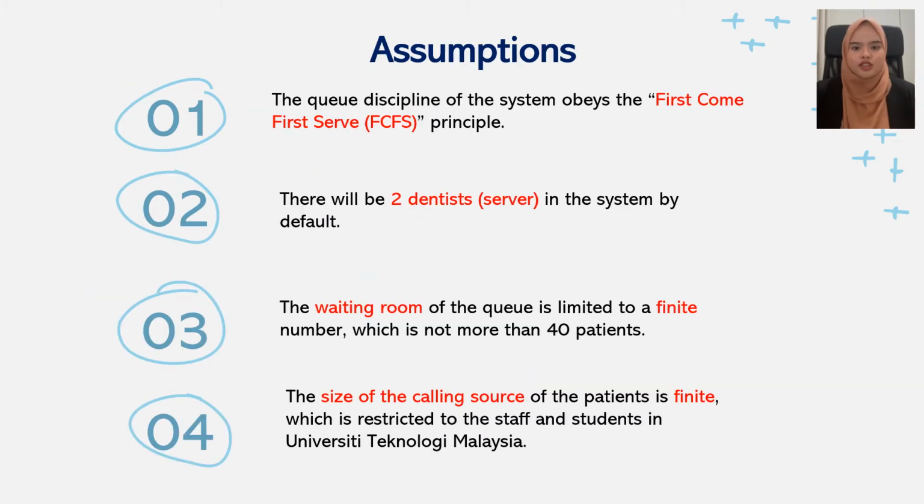Proceed to assumptions. There are 4 assumptions. First, we use the first come first served principle for queue display in this project. Second, there are 2 dentists as the servers in the system. Third, the waiting room of the queue is a limited finite number, which is not more than 40 patients. And lastly, the size of the calling source for patients is finite, restricted only to students and staff of University Technology Malaysia.